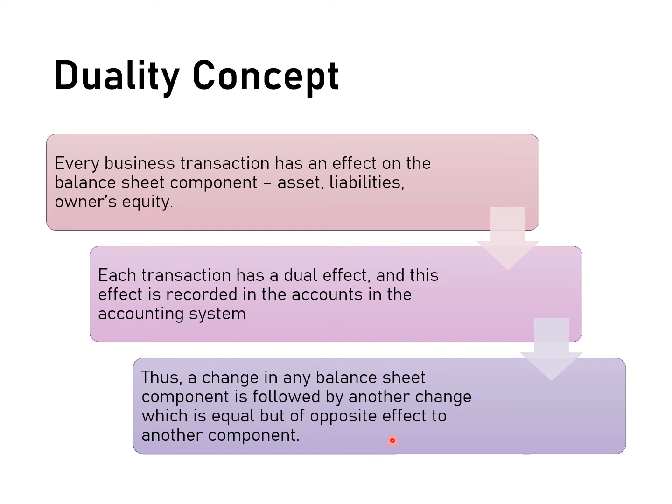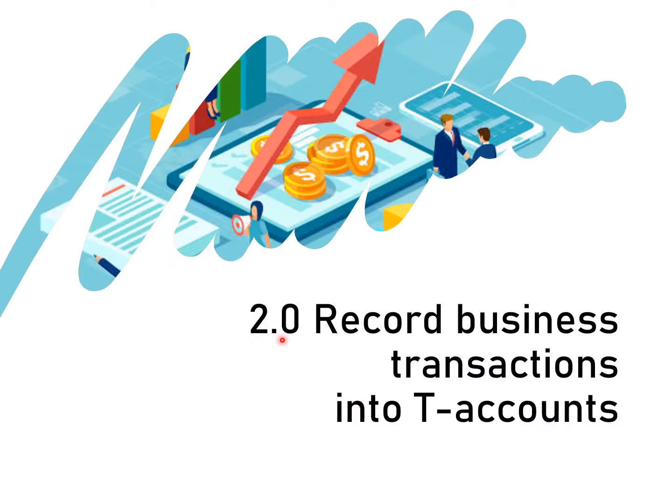For example, using cash to buy furniture. It increases your asset, which is furniture, and decreases your asset, which is cash. Do you see the opposite effect? Right. 2.0, we want to record the business transaction into the T account. You all know about the effect of increases and decreases in the categories. So we want to record in the T account how the transaction is recorded.